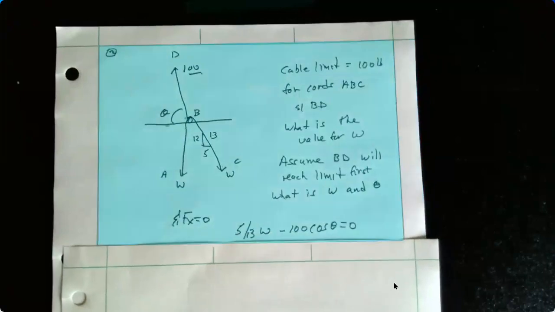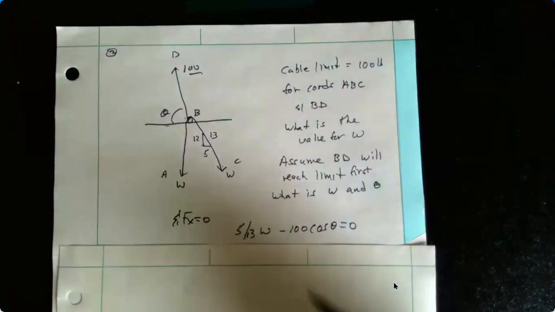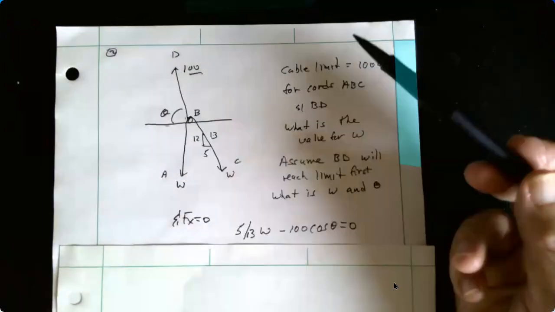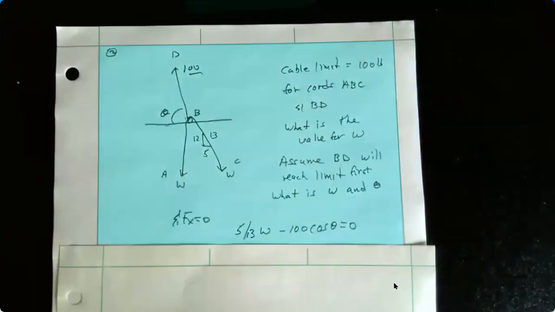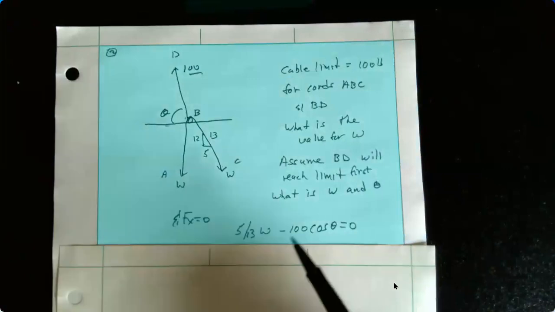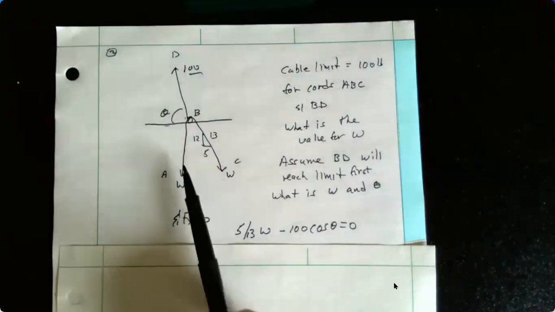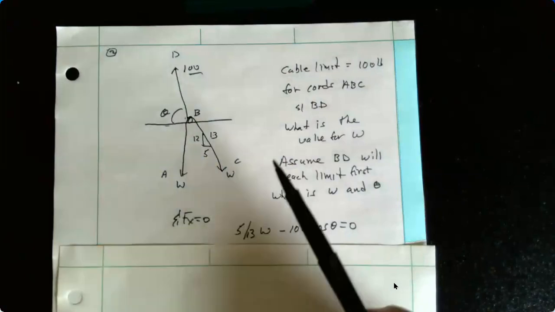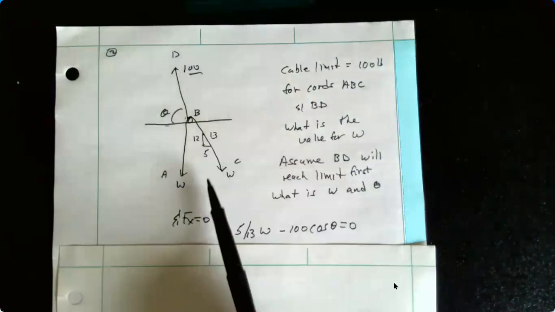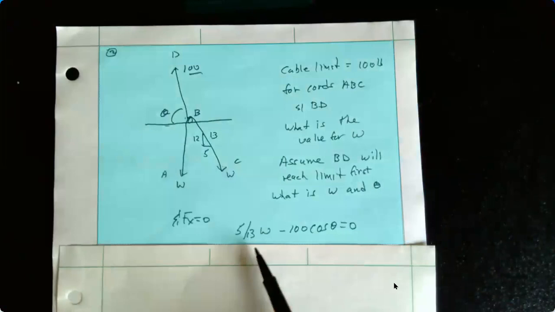Two equations have two unknowns, angle theta and W. So we need to utilize the two equations. So I'm going to sum forces in the X equal to 0. This has an X component. This link over here has an X component. And using slopes, this is in the X direction. This would be 5/13 of W. That's positive.